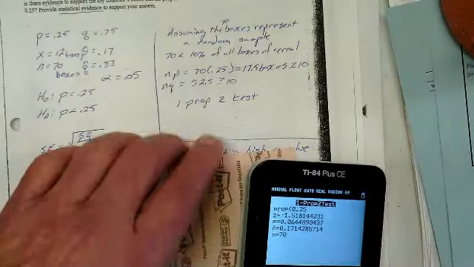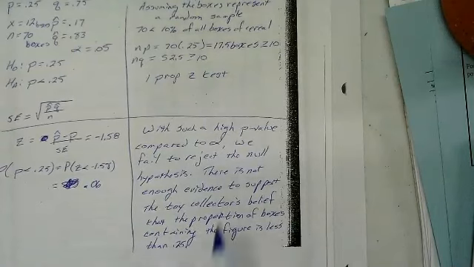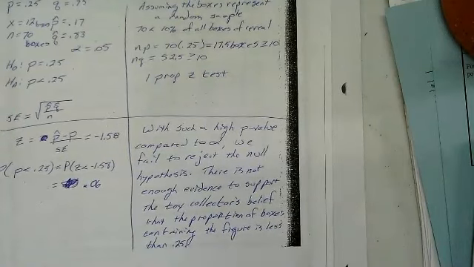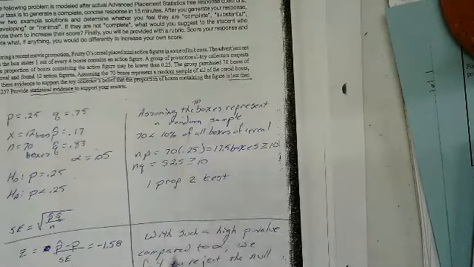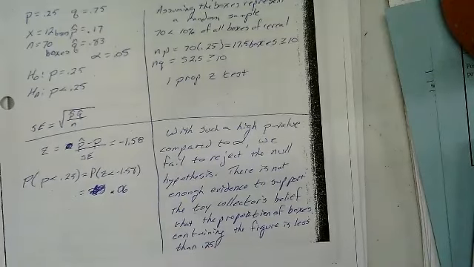So here's my conclusion. With such a high p-value compared to alpha, we fail to reject the null hypothesis. There's not enough evidence to support the toy collectors' belief that the proportion of boxes containing the figure is less than 0.25. I just regurgitated my statement up here. Okay, the question of fact, which turns out not to be fact.